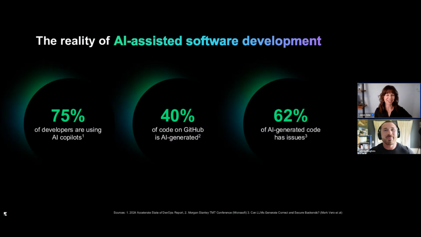So let's look at a couple of stats, in case anyone's not aware of what the level of adoption is. This is some good data that came out of a few different reports. The citations are at the bottom of the slide. 75% of developers are using AI copilots of some kind, and 40% of the code on GitHub is AI generated at this point. That's a lot. What I think is super interesting is 62% of that AI generated code has issues, be those vulnerabilities or lacks of access controls, things like that. This is a big problem.